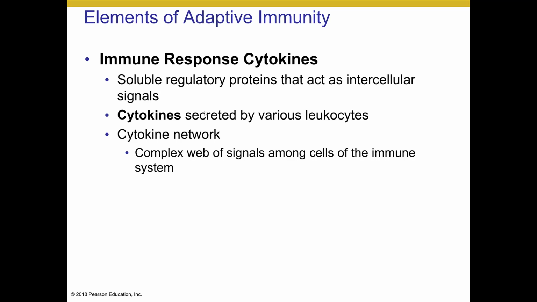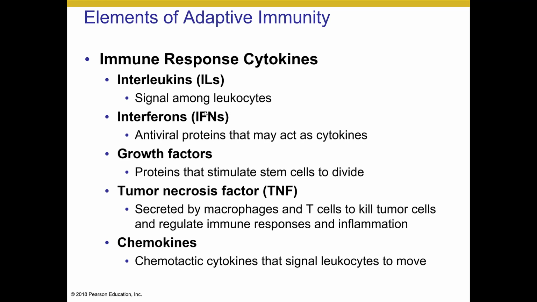Different leukocytes or white blood cells will produce cytokines as part of these adaptive immune responses, and they are a way to communicate with other cells. We'll see that in a second. Here are some of the different types of cytokines. Interleukins, so they're signaling among different leukocytes or white blood cells.